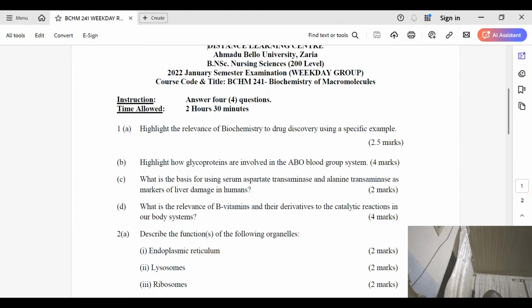Some of you are writing that endoplasmic reticulum is used for protein synthesis, and it's wrong. That is not the correct answer. Rough endoplasmic reticulum, or the endoplasmic reticulum, is not involved in protein synthesis. What is the answer? Who can tell me the functions of endoplasmic reticulum?